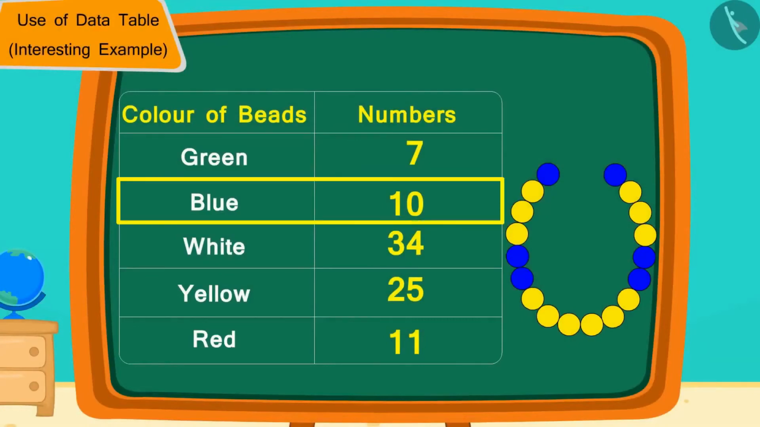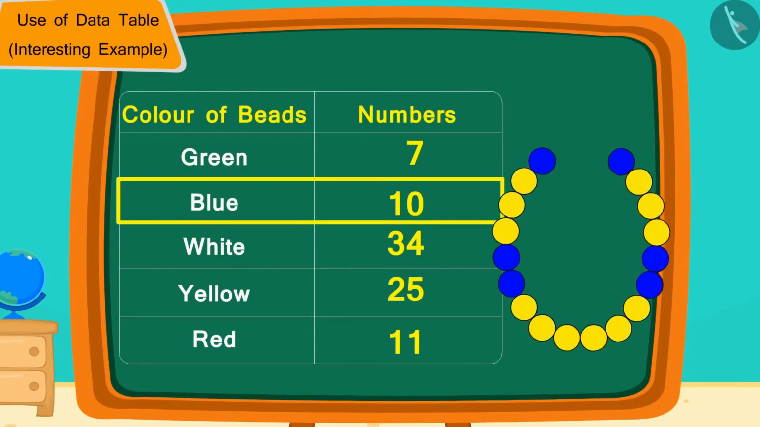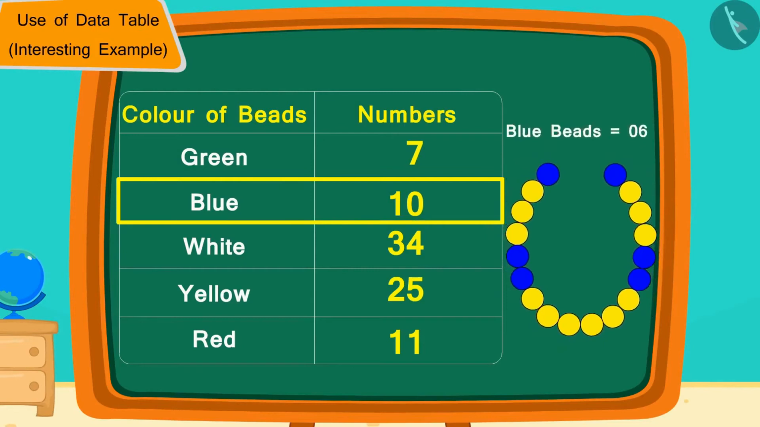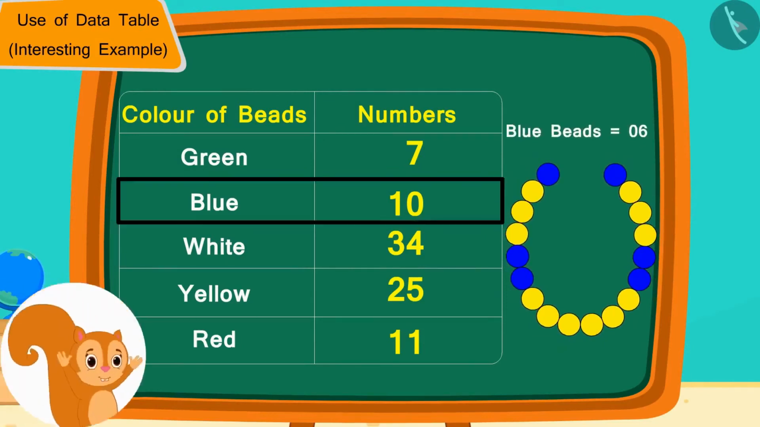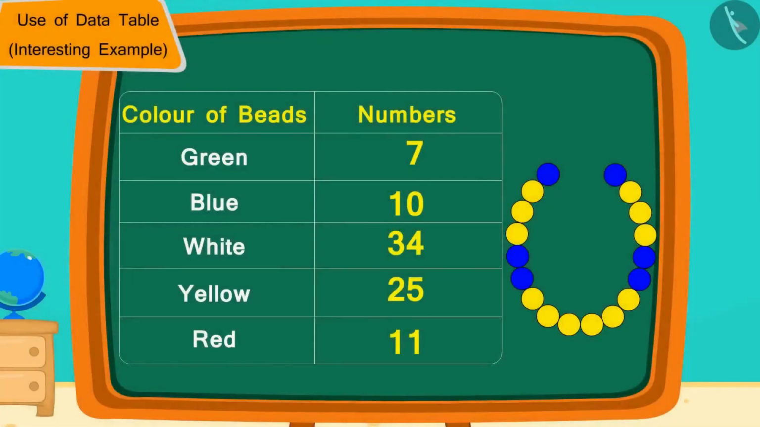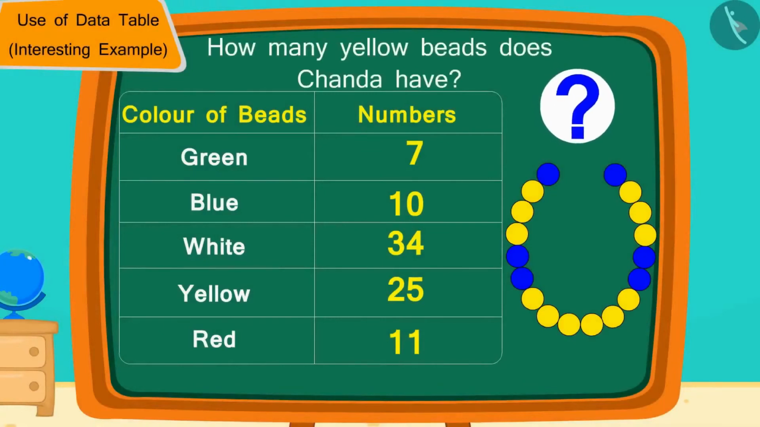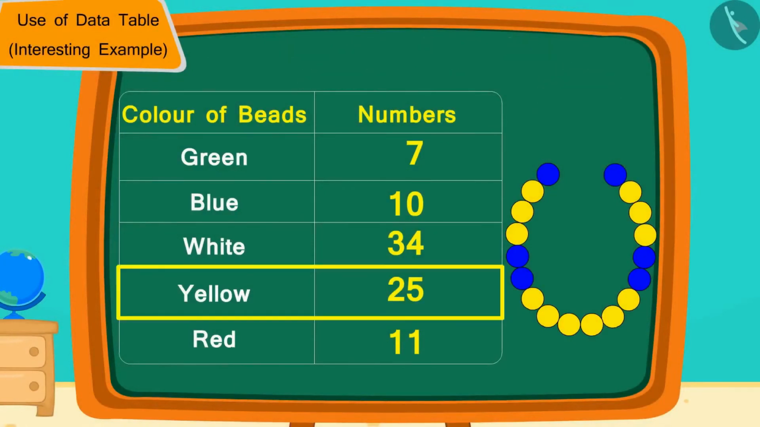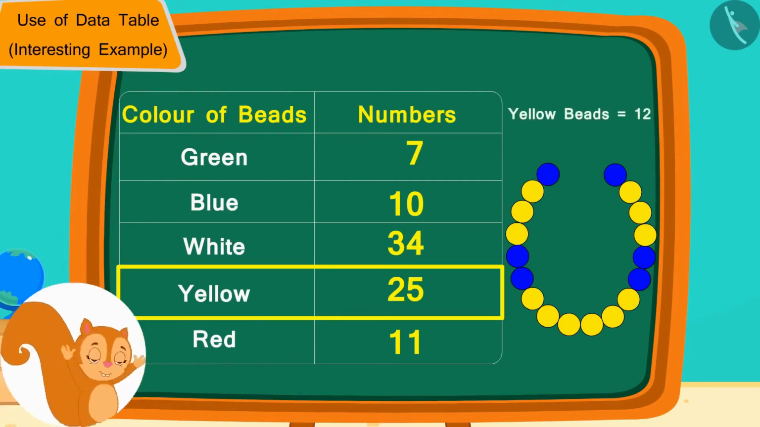Yes! Chanda has 10 blue beads, and to make the necklace according to Golu's design, she only needs 6 blue beads. Therefore, Chanda has enough blue beads to make the necklace. In the same way, how many yellow beads does Chanda have? 25. And how many yellow beads does she need? 12. In this way, Chanda also has enough yellow beads for making the necklace.